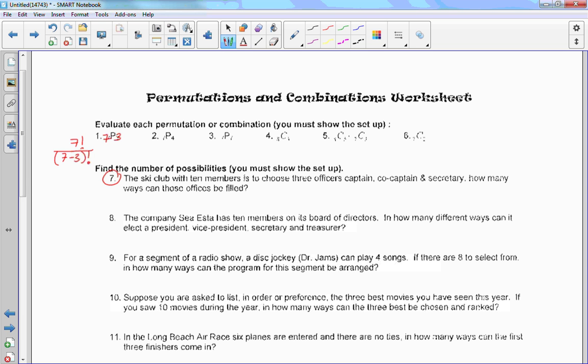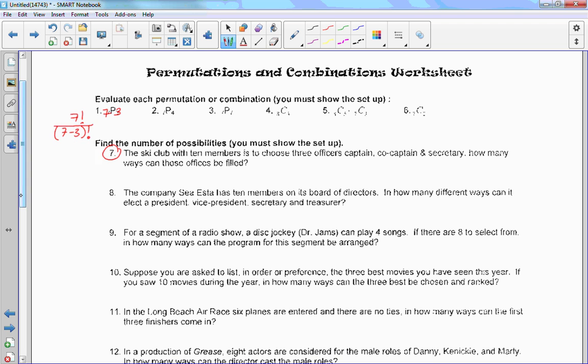The officers have a position, right? They care about order. So it was a permutation. So to solve the problem, we would write how many people there are to choose from for the positions.